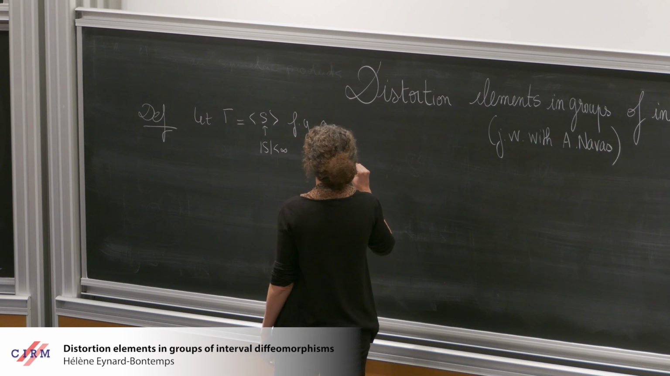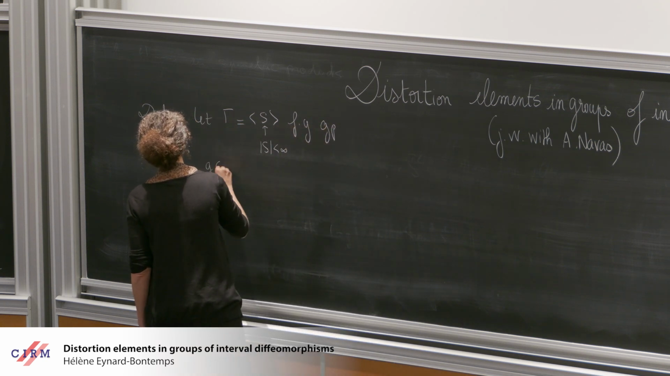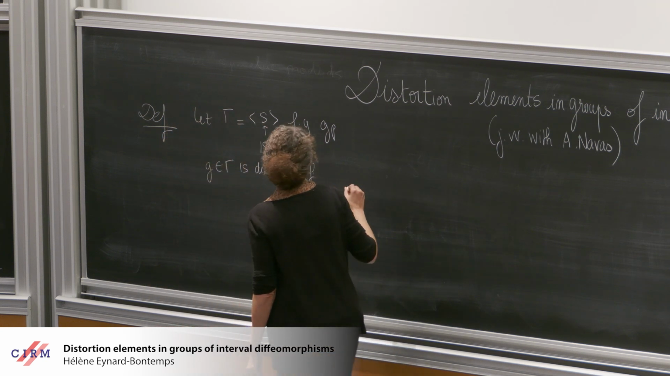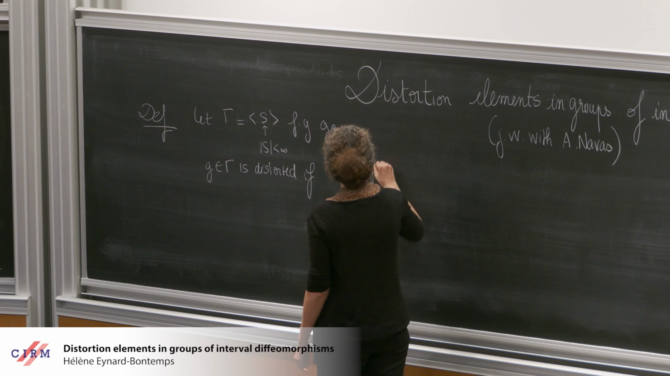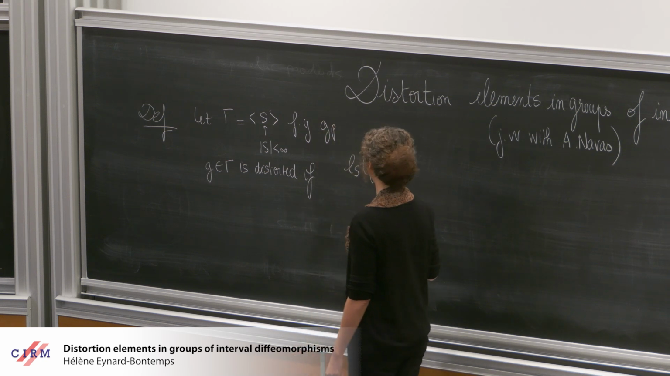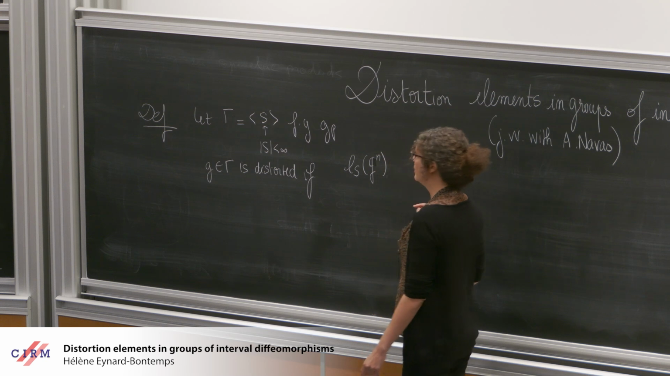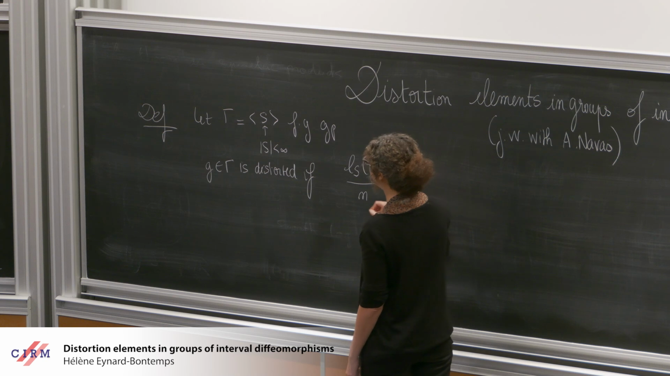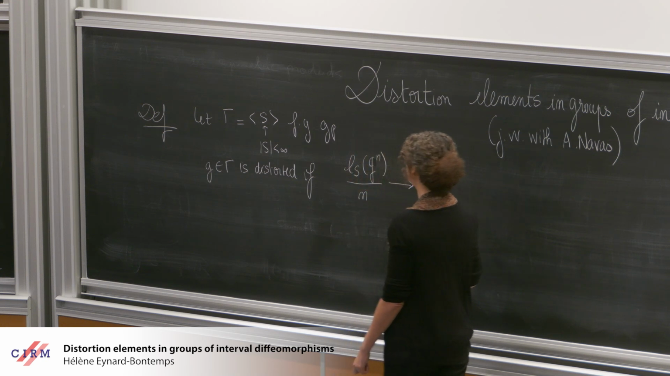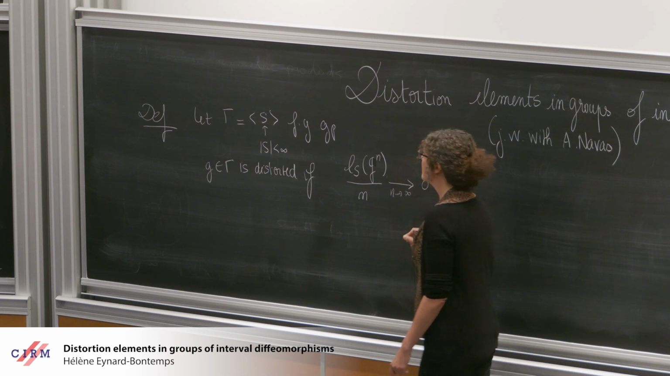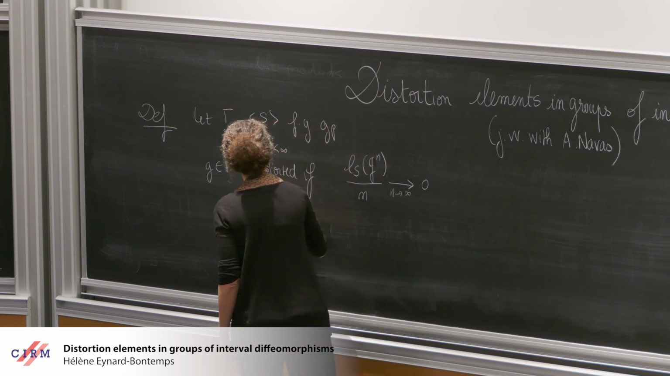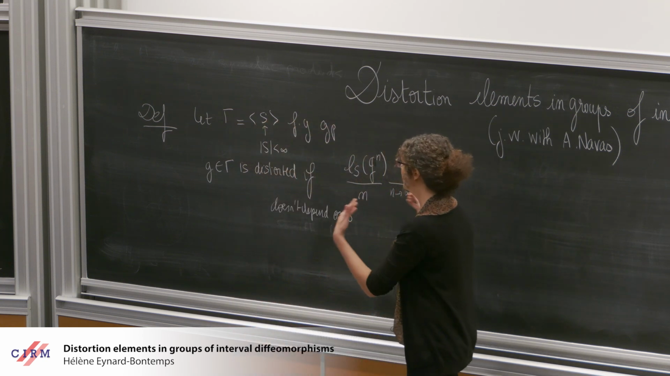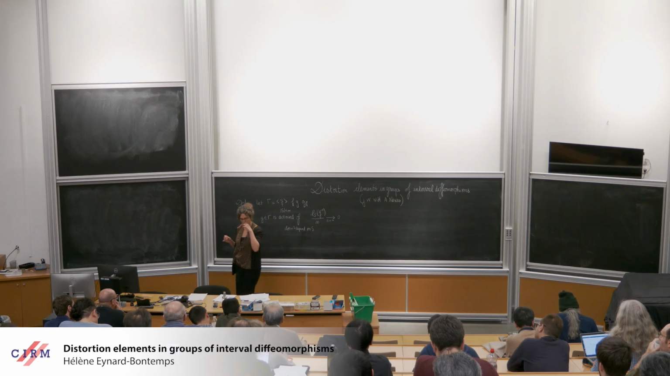And we are going to say that g in this group is distorted if, when you look at the word length of g to the n, this grows sublinearly in n. So if you divide by n, this has a limit, and the element is said to be distorted if this limit is 0. And this actually doesn't depend on the generating set. So it's really a notion about being distorted in the finitely generated group.